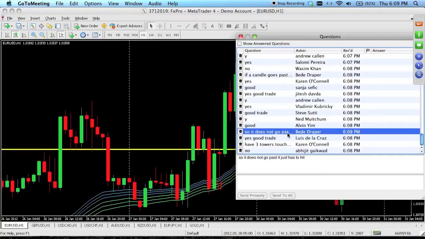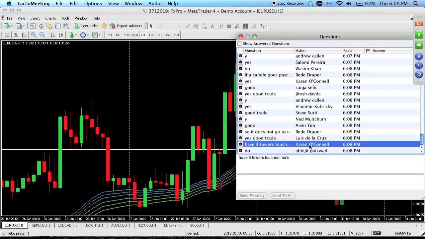It does not have to go past it. It just has to touch. Yes, as long as it touches the MA. It can go past it, but it should not close on the other side. For example, the body should not be on the other end. The tails can come out, no problem.